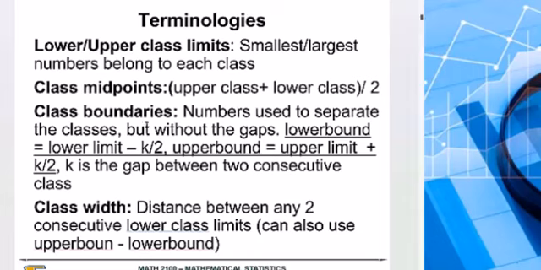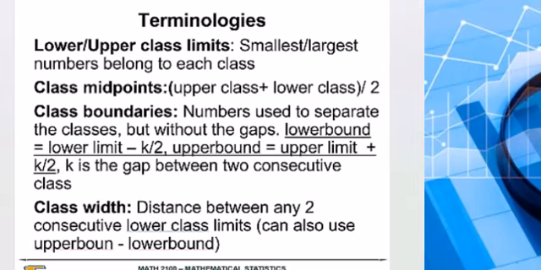We have class boundaries. These are numbers used to separate the classes, but without the gaps. Here is the formula to calculate them. For the lower bound, it's just your lower limit subtract k by 2. Upper bound equals the upper class limit plus k by 2, where k is the gap.